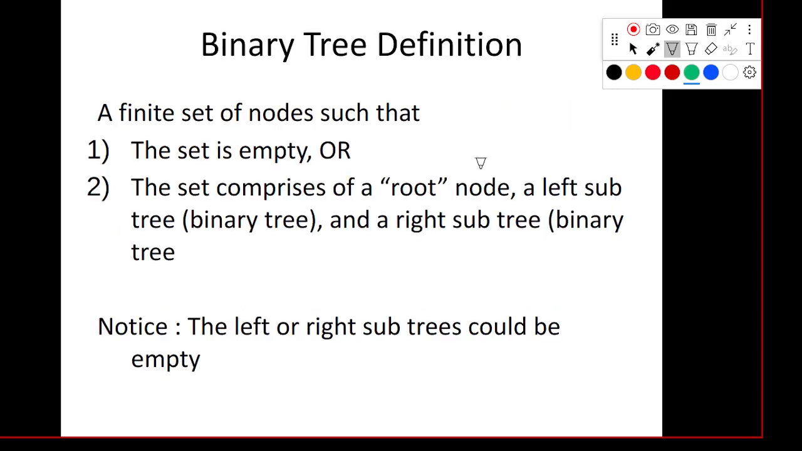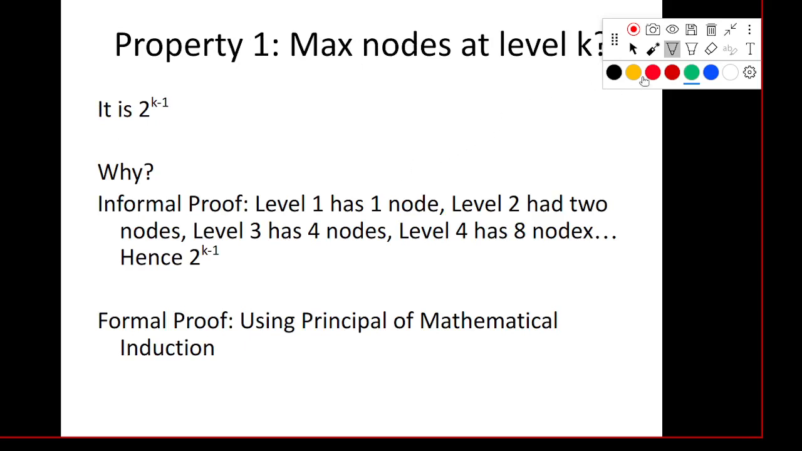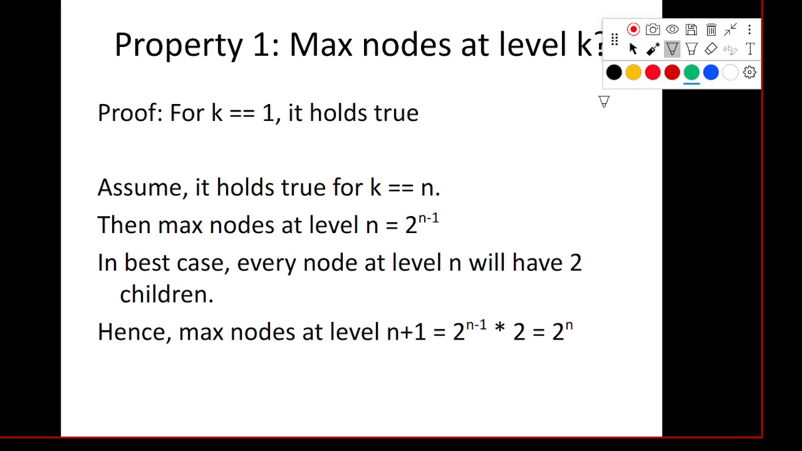So normally, what is the maximum number of nodes at level k? The important thing to understand is that it is 2 raised to power l or l minus 1, where l is the level. So for example, let me draw here. Let's say at this level I have one node, at this level I have two nodes, and in the next level I have four nodes.